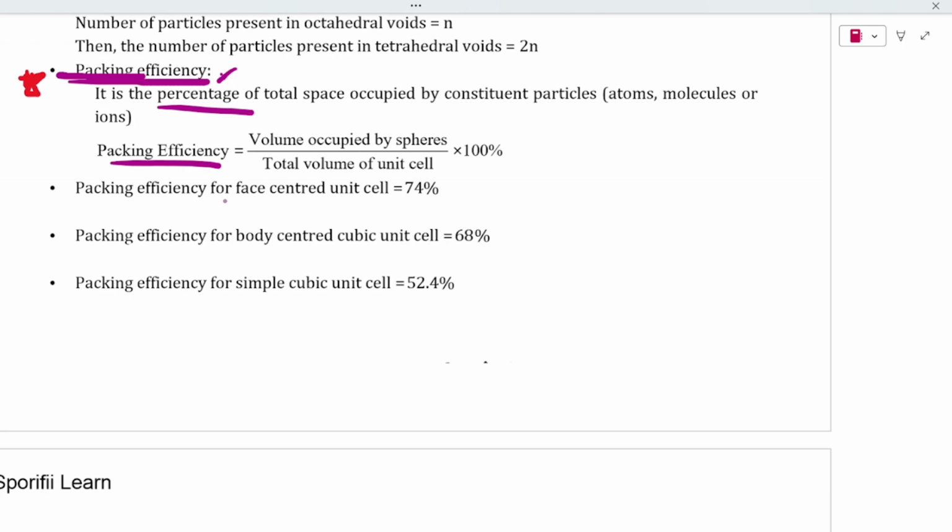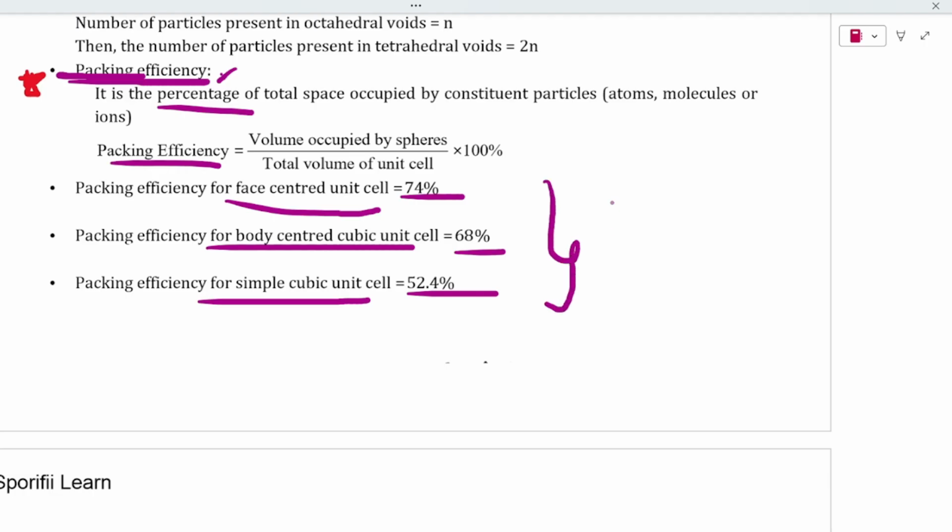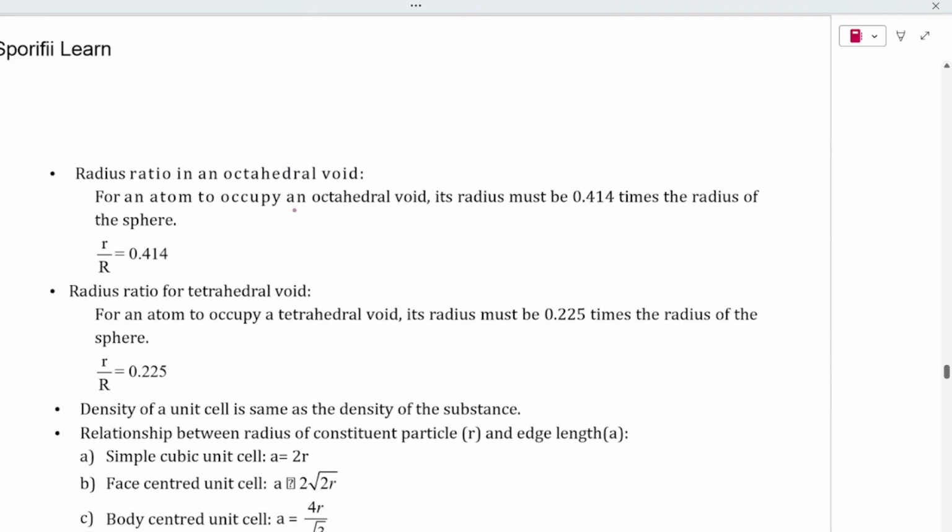For FCC it is 74%, BCC it is 68%, simple cube it is 52.4%. This derivation is very important. If you want this derivation, you can let me know in the comment box. I will try to do it in the next video, writing each and every step.